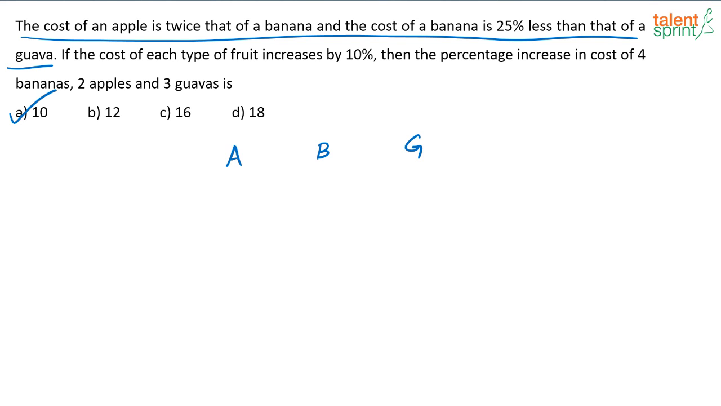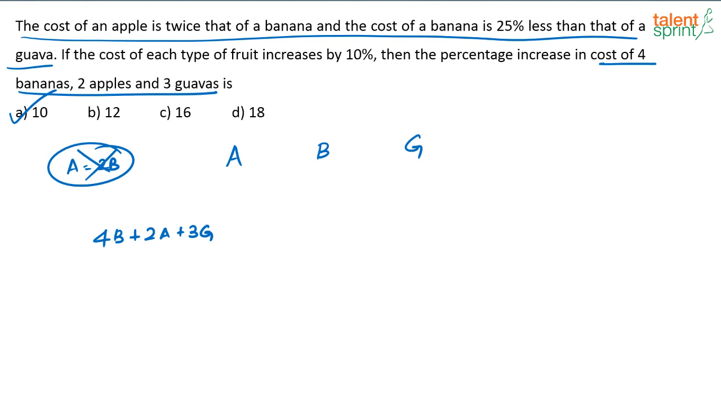Now, to make it more clear, see, what are they asking? You have to find out the cost of 4 bananas, 2 apples and 3 guavas. Now, leave this first statement. They are giving you the relationship between B and A. The first statement says cost of an apple A is equal to 2B and all that. Not required here. Now, I am just assuming A is the cost of 1 apple, B is the cost of 1 banana and G is the cost of 1 guava. So, the total cost of 4 bananas, 2 apples and 3 guavas is nothing but 4B plus 2A plus 3G.